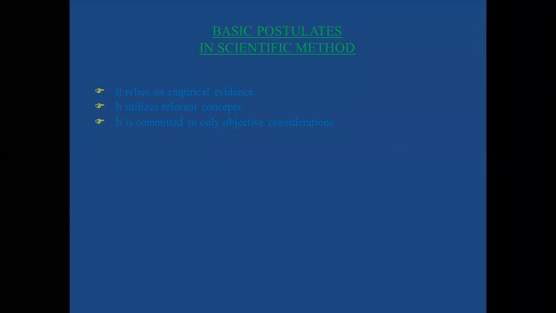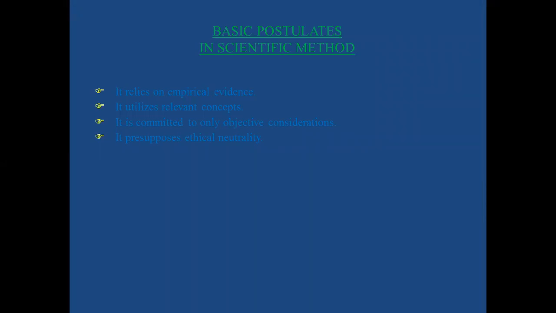Now, in scientific method, it always relies on empirical evidence. It utilizes relevant concepts, the well-known concepts already developed. It is committed to only objective considerations, and it presupposes ethical neutrality. This is also a very, very important factor to get good results, or to carry out a good research: ethical neutrality.